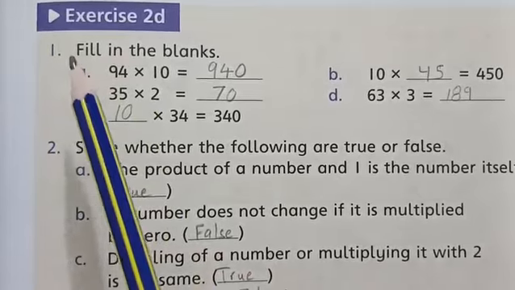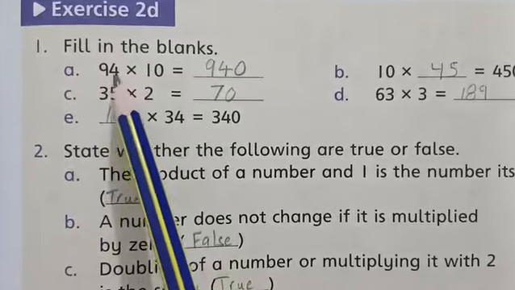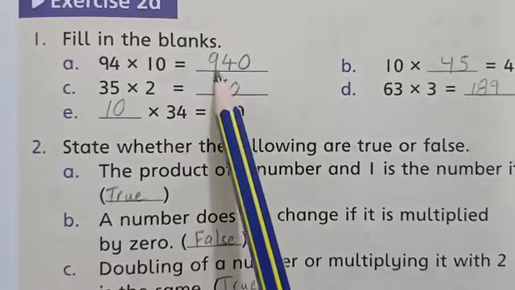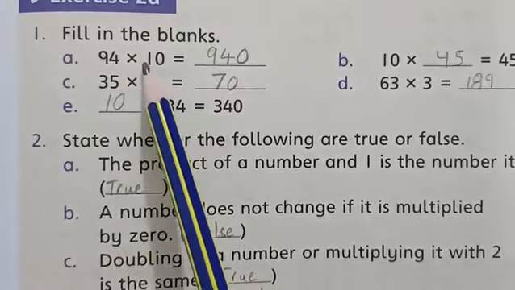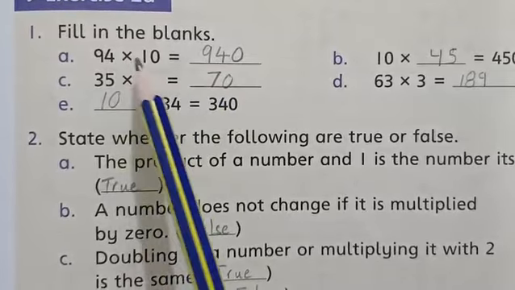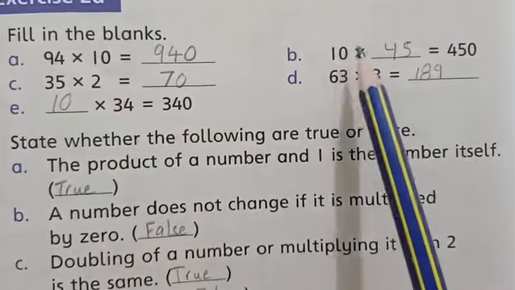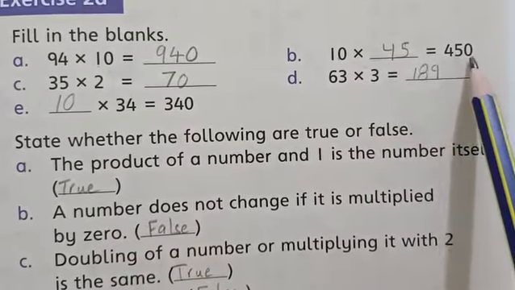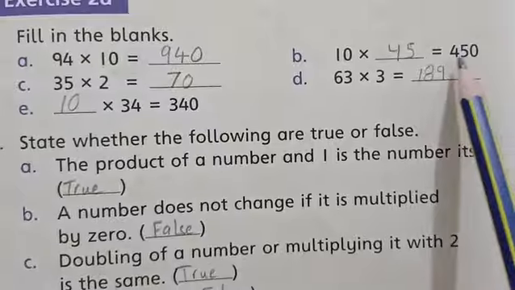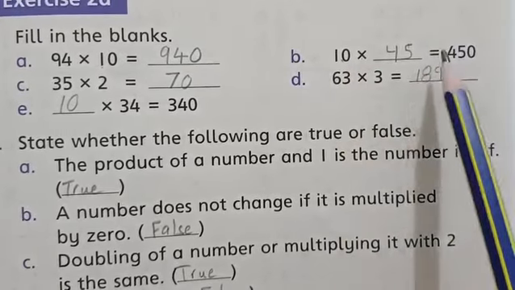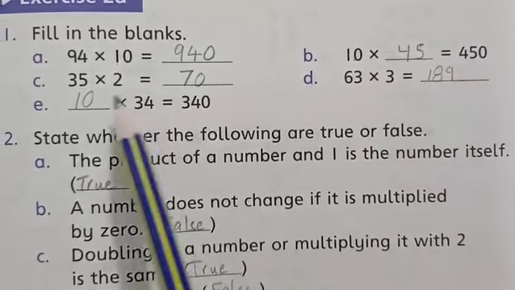Next, exercise 2D, question number 1, fill in the blanks. 94 multiplied by dash is equal to 940. 94 multiplied by 10 is equal to 940. 94 tens are 940. 10 multiplied by dash is equal to 450. Here we have figure 450. It means we multiply 10 with 45. So we get answer 450.